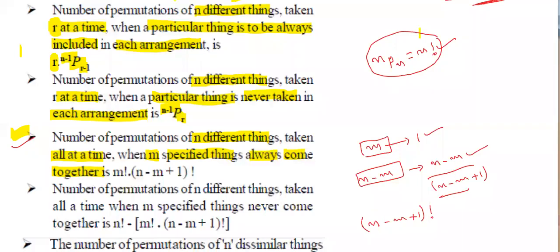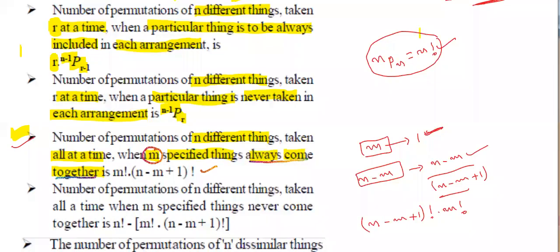Now, these m persons are sitting together, but we can arrange them among themselves. It is possible in m factorial ways. So the number of permutations of n different things taken all at a time when m specified things always come together is the formula: m factorial into n minus m plus 1 factorial.